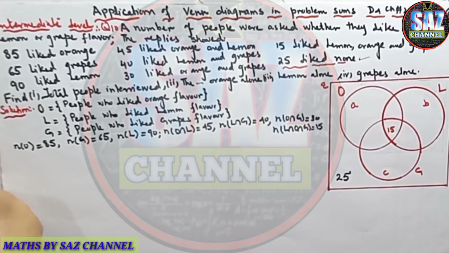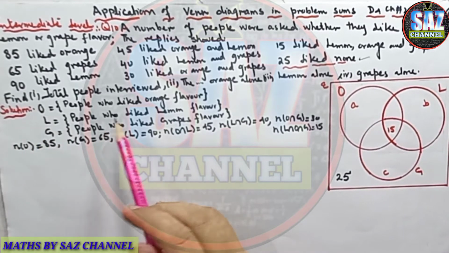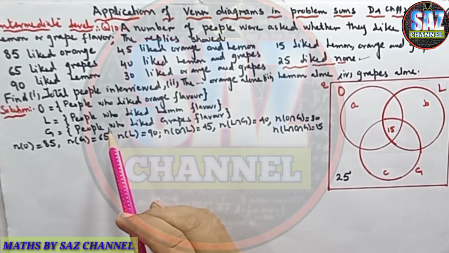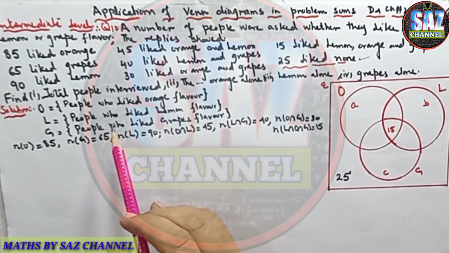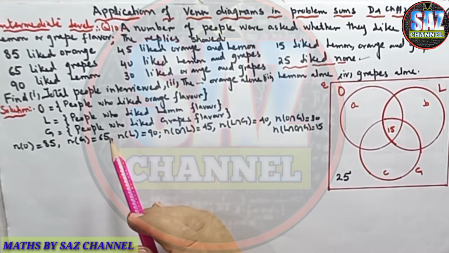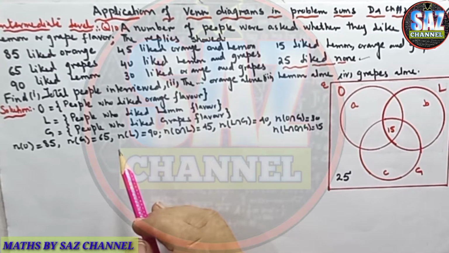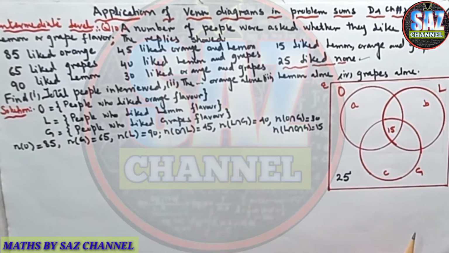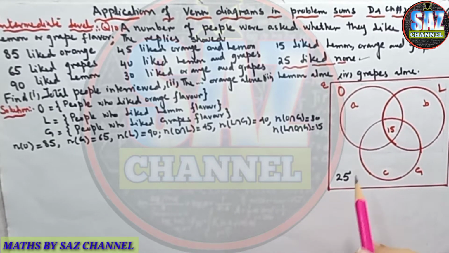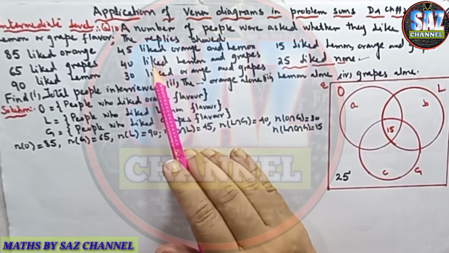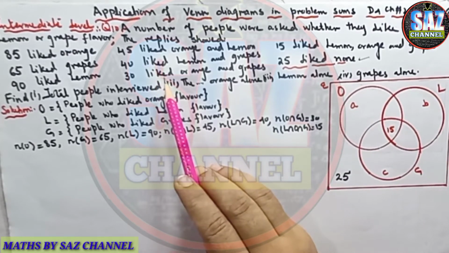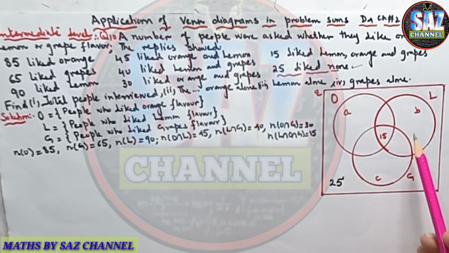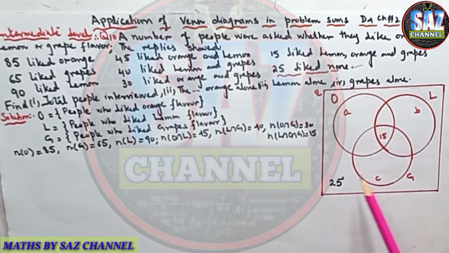Next, the question says, find the total number of people interviewed, and the second part is the number of people who liked orange alone. The next part is the number of people who liked lemon alone, and the number of people who liked grapes alone. In this question we are given three different types of flavors. So in order to draw the Venn diagram, we will be drawing three intersecting circles.